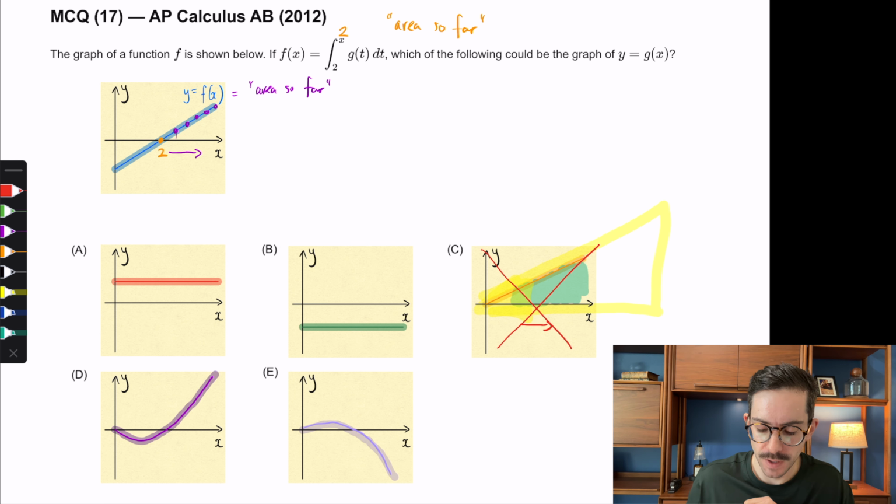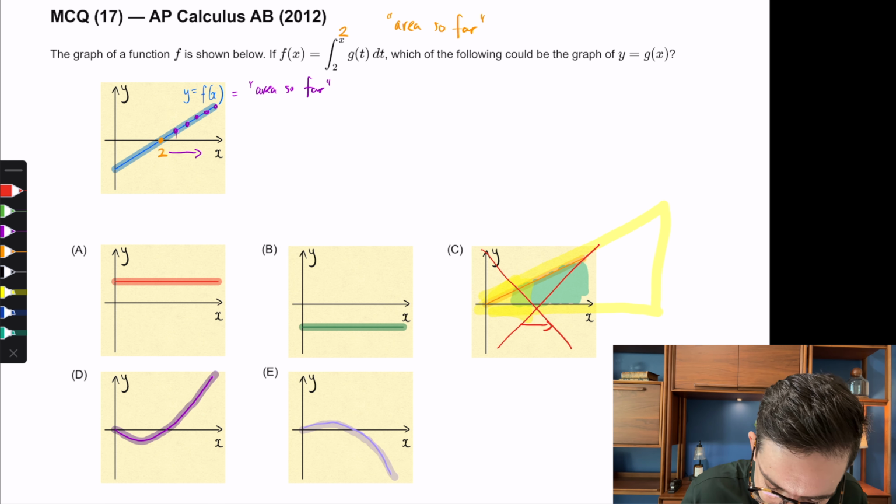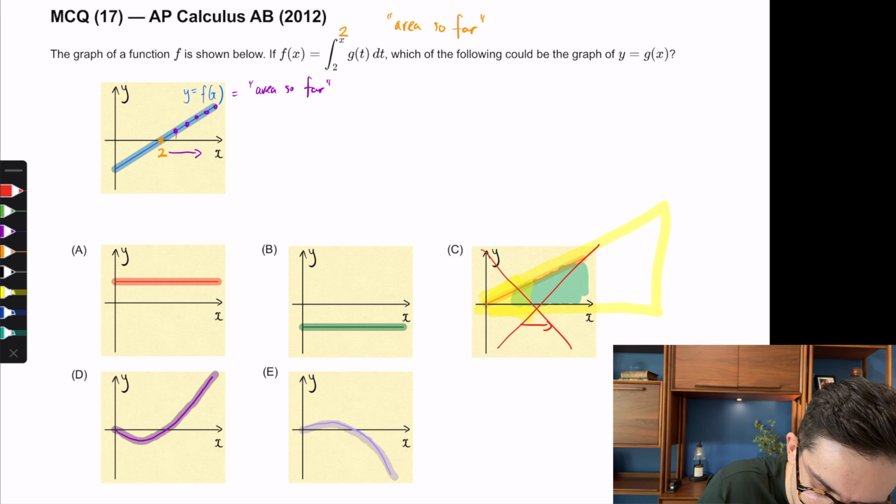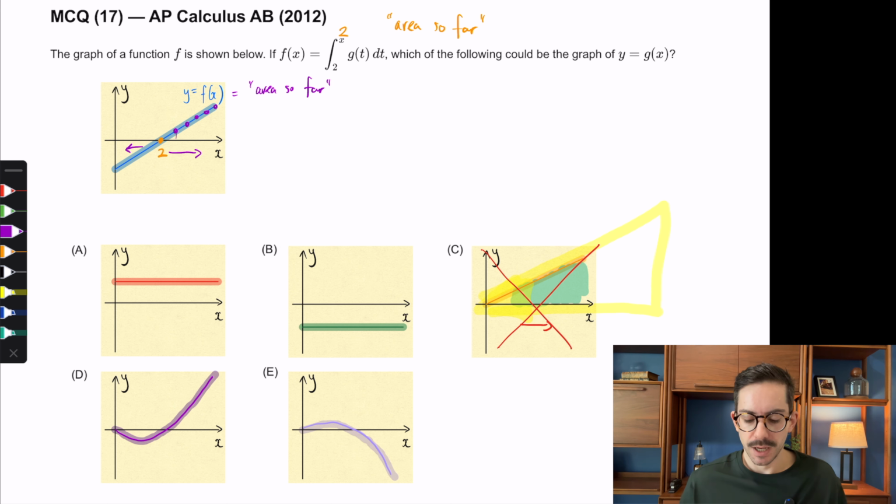Okay? So as we're moving to the right, I get x, the area is increasing at a constant rate. As I move to the left, the area is going to be decreasing, getting more negative at a constant rate.